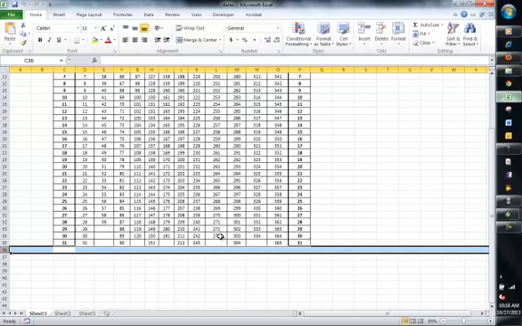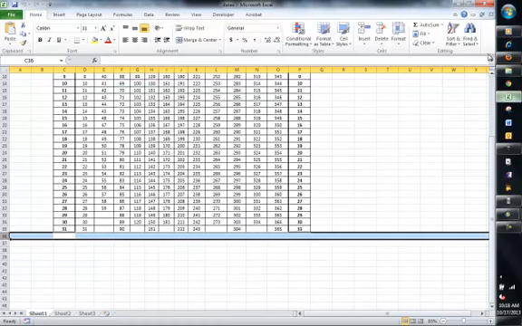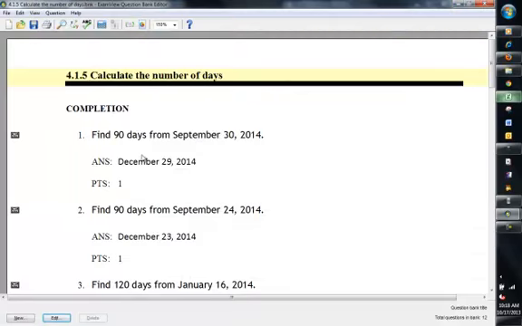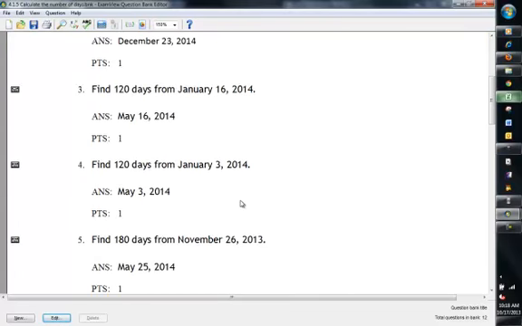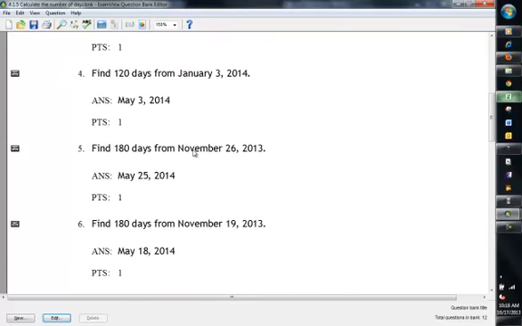So 273 plus 90 is 363. 363 is December 29th. So that's how you would use the date chart for these problems. Here's a good one to do. Find 180 days from November 26th, 2013.